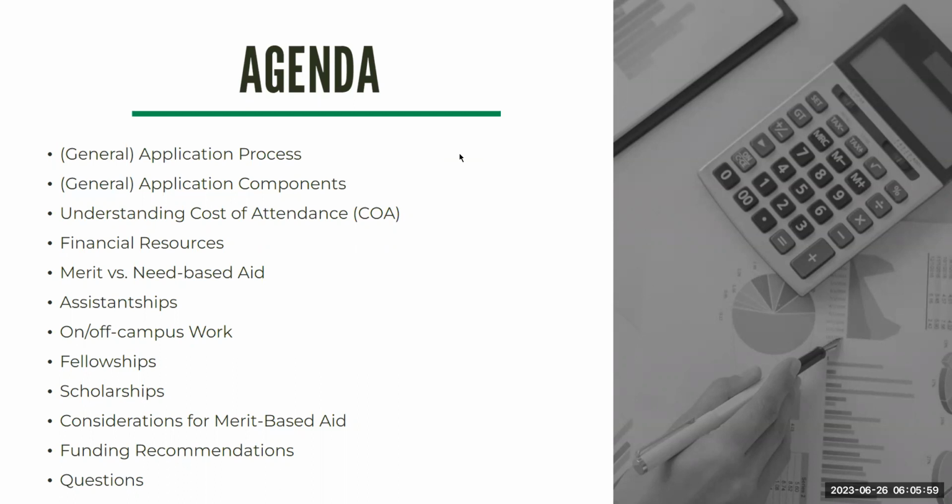Then I'll talk about different types of financial aid and different types of financial resources available and what merit and needs-based aid is. After that, I'll go over the different types of employment opportunities, what kinds of merit-based aids there are, like assistantships on campus and off-campus employment, fellowships, and scholarships. And then I'll mention some considerations and recommendations that you should take into account when you're looking for and applying for aid. And then I'll take questions at the end, like usual.